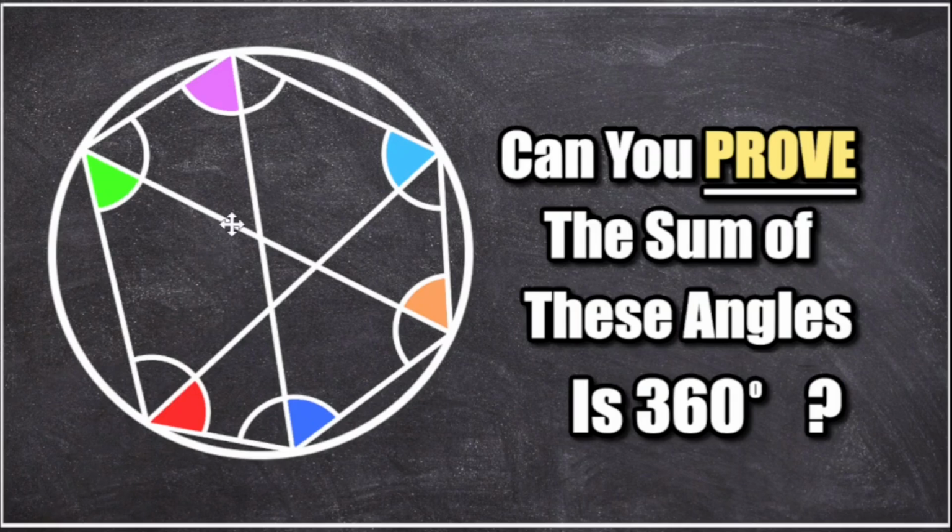So I'm guessing you're here to see how it's possible to show that the colored angles of this cyclic polygon add up to 360 degrees. I mean, for some of you, it probably looks impossible, but by the end of this video, you'll have a clear understanding of why this must be the case.